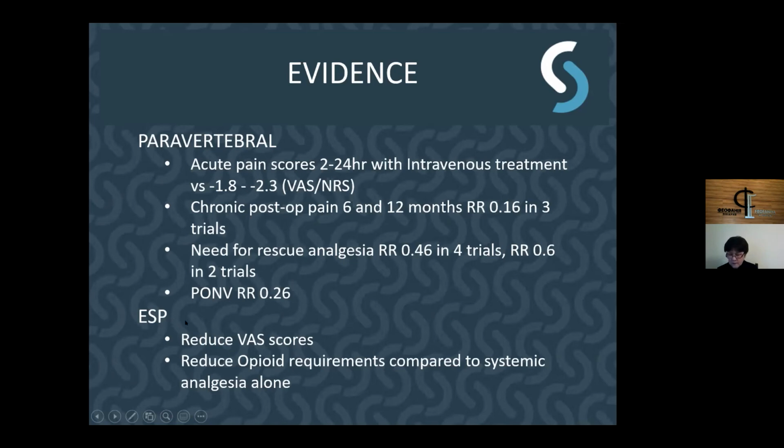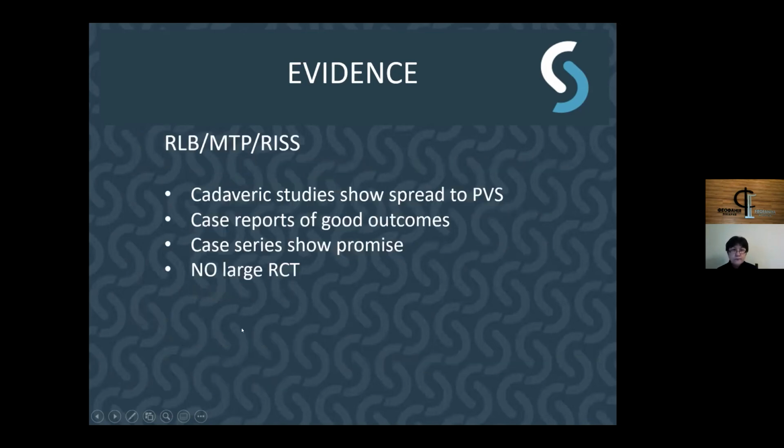Now, erector spinae, won't go to all the research there, but again, you have decreased VAS scores, reduced opioid requirements, and that's compared to systemic analgesia alone. Then all of these other newer blocks have shown spread on cadaveric studies, whether better or worse spread. Case reports, we have the experts doing them and they get fairly good results and some promising case series, but there is no large randomized control study. We have no big data on them.